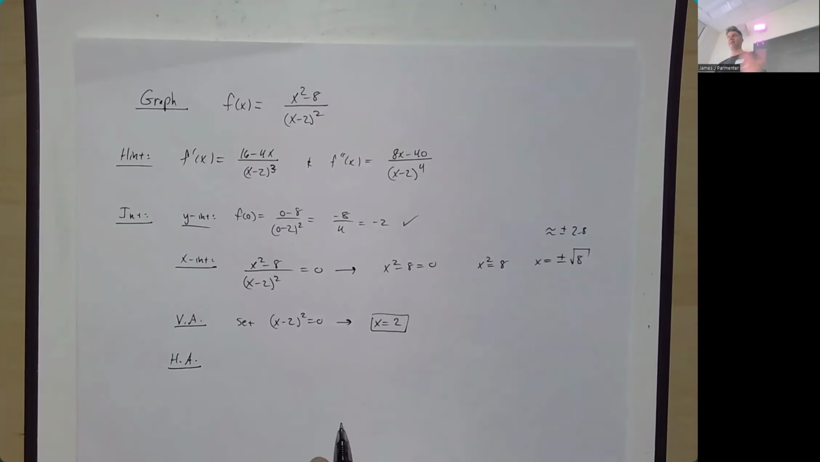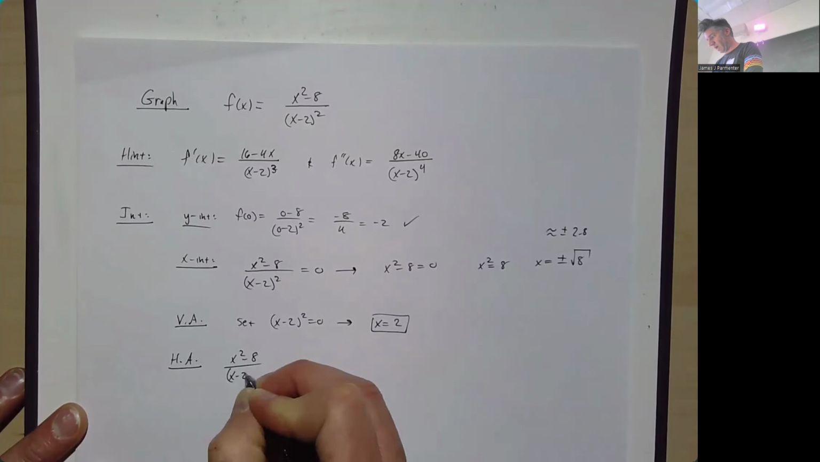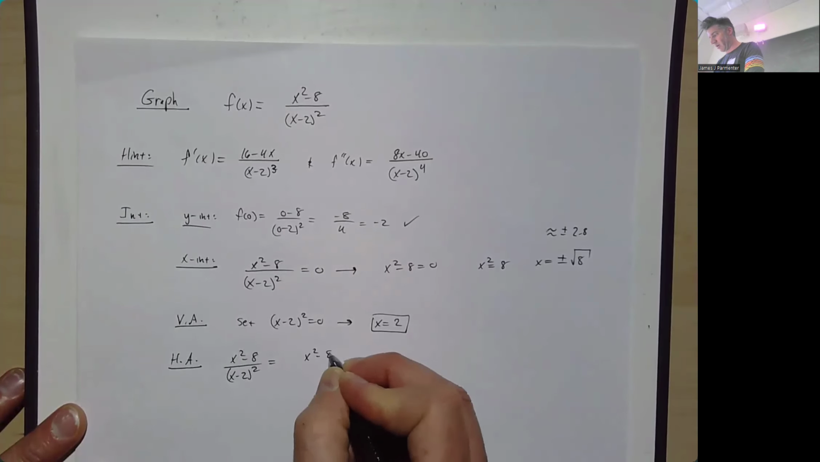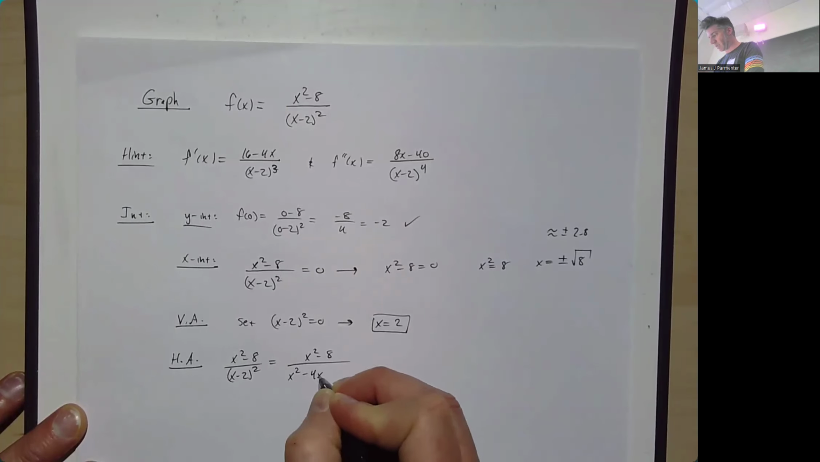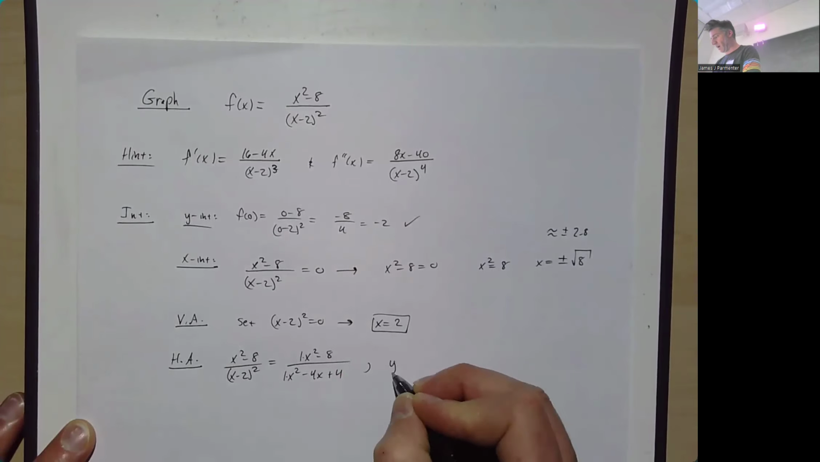And I said this before, I'm going to say it again. The y things, meaning the y-intercept and the horizontal asymptote, are usually easier to see if you have the rational function multiplied out. So instead of writing this as x squared minus 8 over x minus 2 squared, I'd really rather write it as x squared minus 8 over x squared minus 4x plus 4. And then it's easier for me to see that the degree on top and the degree on bottom are both 2, and that my horizontal asymptote is 1 divided by 1. The leading coefficient on top divided by the leading coefficient on the bottom. My horizontal asymptote is y equal to 1.